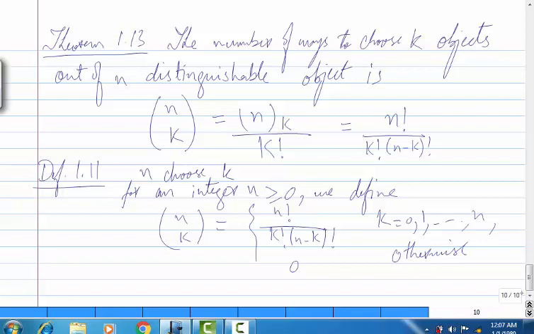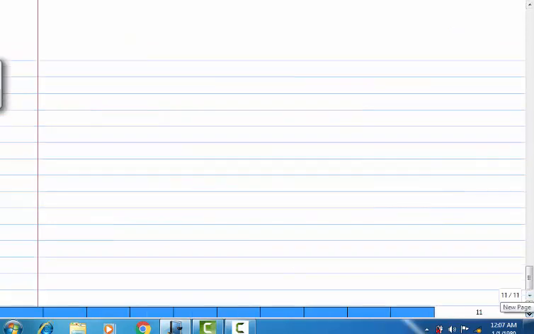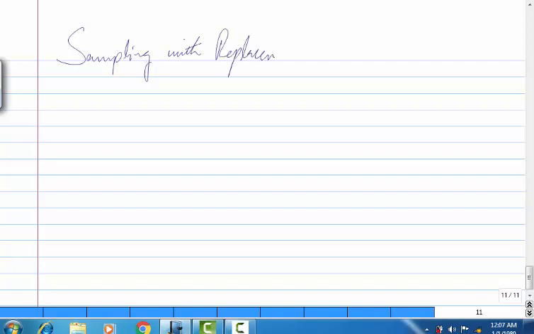Now, we move to the next thing. This is all the counting methods we use when we have sampling without replacement. Let us see what happens if we use sampling with replacement. So, for that we address sampling with replacement in this section.